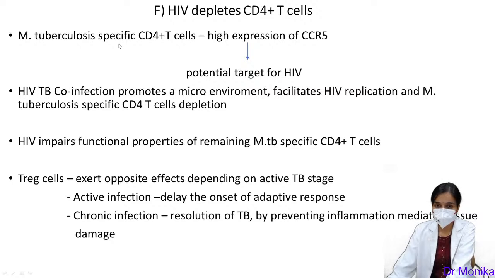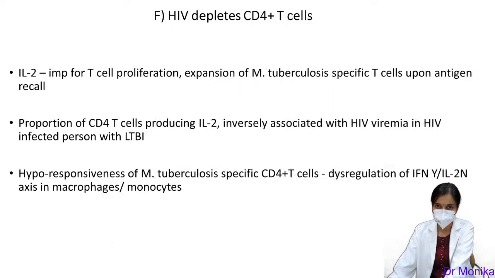Also, as I have already told, this MTB specific CD4 T cell shows a high expression of the CCR5 receptor. They become the potential target for HIV infection. So we can say that HIV co-infection promotes a microenvironment which facilitates both HIV replication as well as MTB specific CD4 T cell depletion. While the T regulatory cells exert an opposite effect depending on the active TB state. In case of active infection, they delay the onset of adaptive response. In case of chronic infection, there is resolution of TB by preventing inflammation-mediated tissue damage.